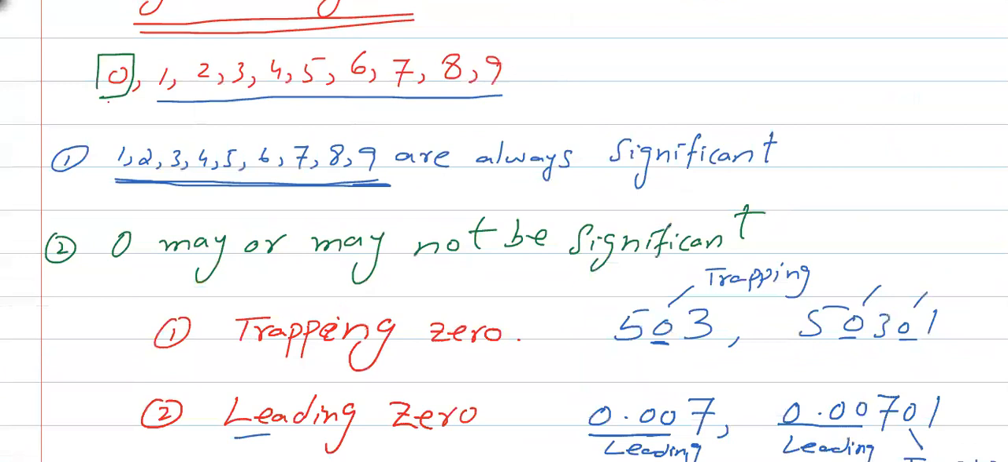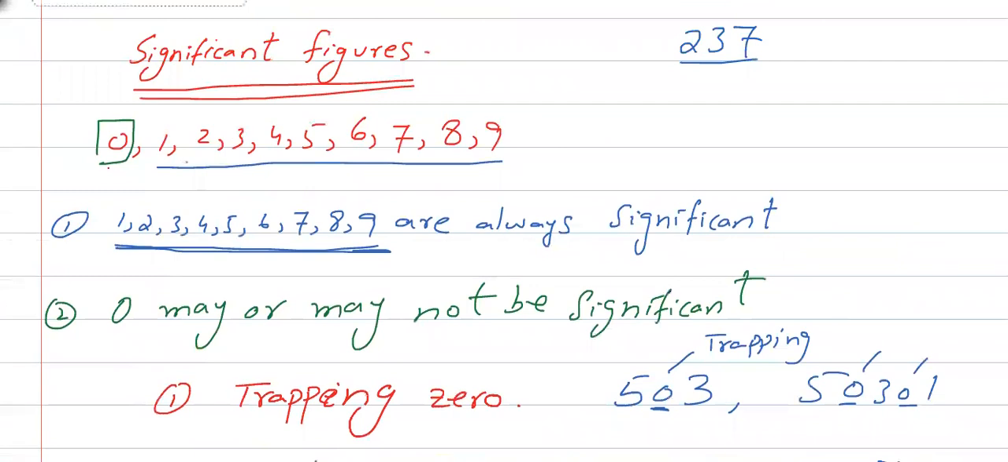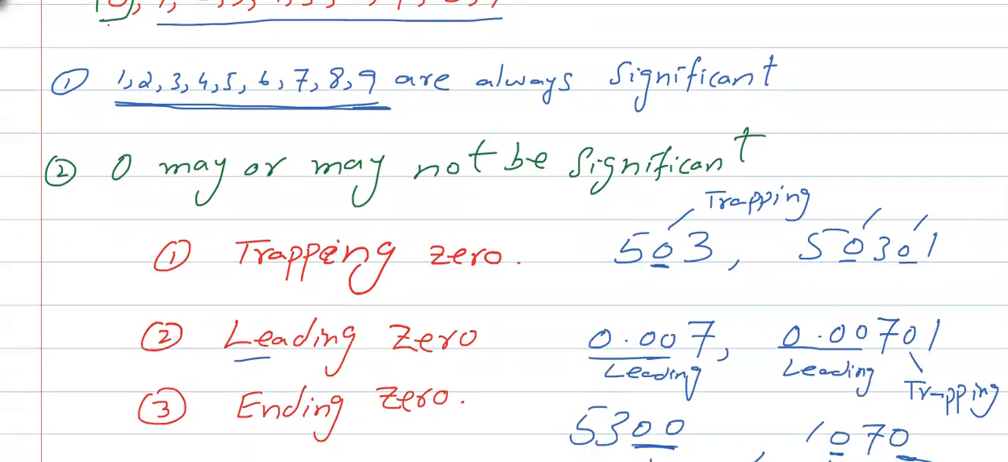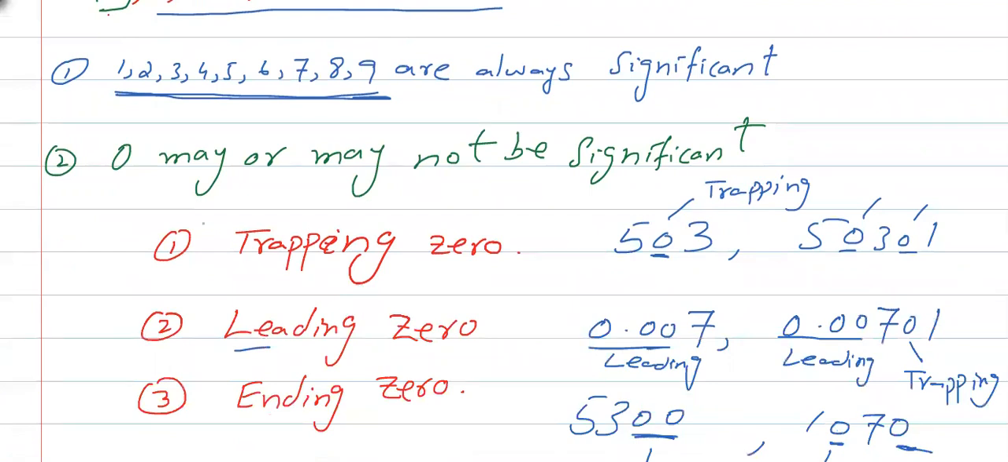Again, before moving to the next step, you have to remember in our number system, all the numbers that we use are made of these 10 digits. Out of these 10 digits, these 9 digits are always significant. But 0 is controversial. 0 may be significant, may not be significant. Now to understand when it will be significant, when it will not be significant, we need to understand these definitions first. We need to understand the trapping 0, the leading 0, and the ending 0.